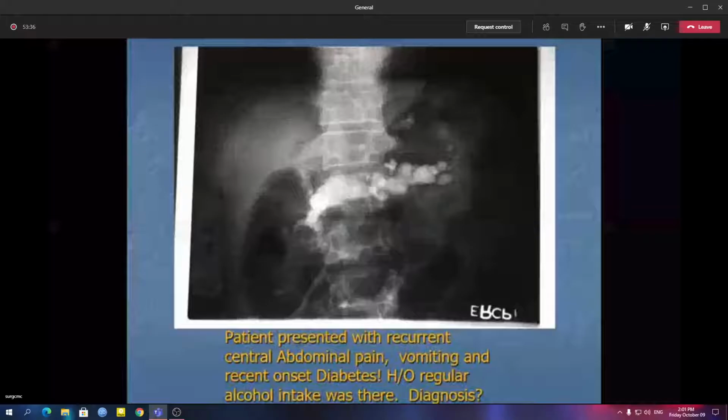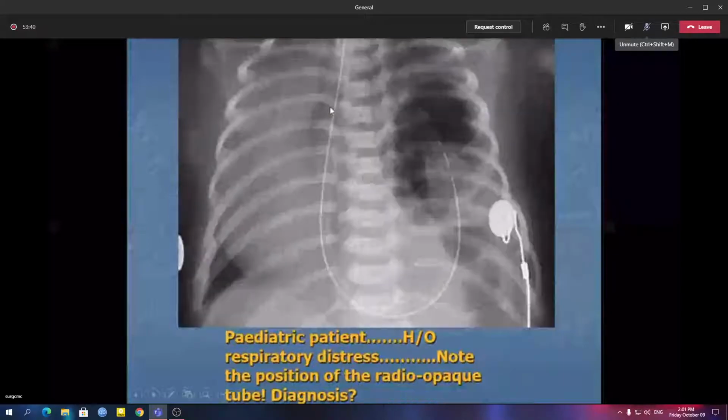Anybody? This is a nasogastric tube. I mean Rice tube. It's a kid, small kid. Sir, tracheoesophageal fistula. Sir, congenital diaphragmatic hernia.